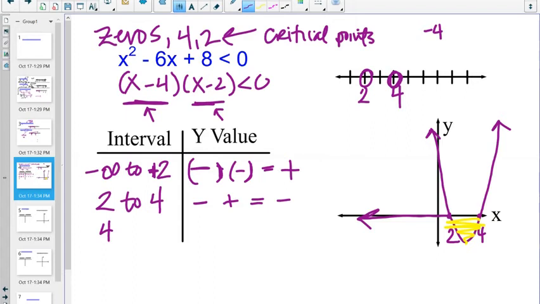And then the other end is anything this way. If I pick 4 to positive infinity, I don't know, maybe pick 10. You can pick whatever you want. 10 minus 4 is a positive number, and 10 minus 2 is a positive number.